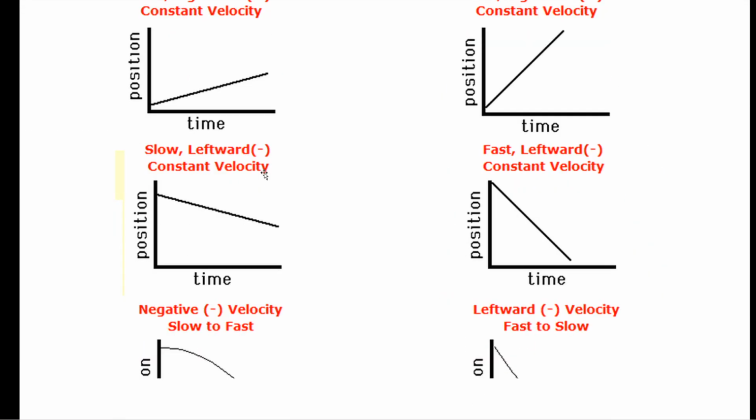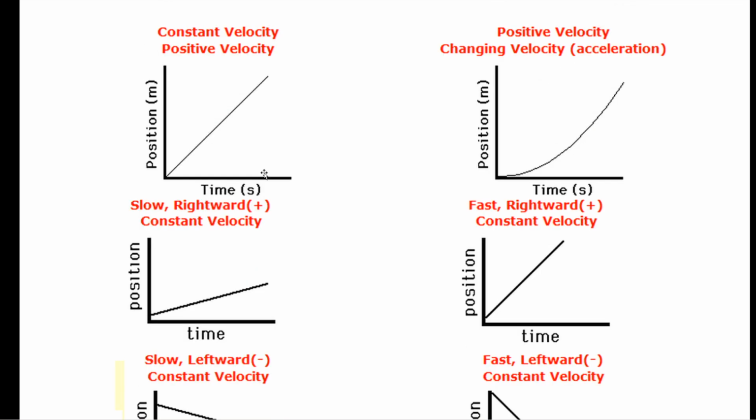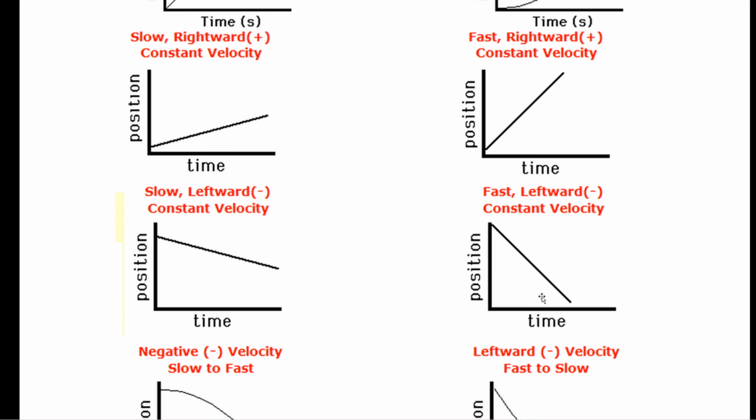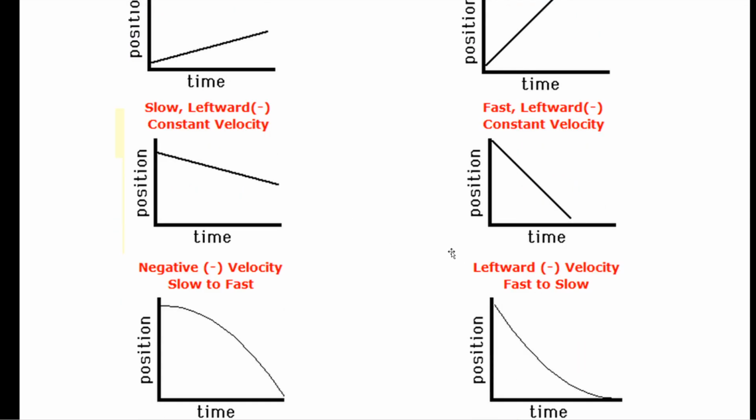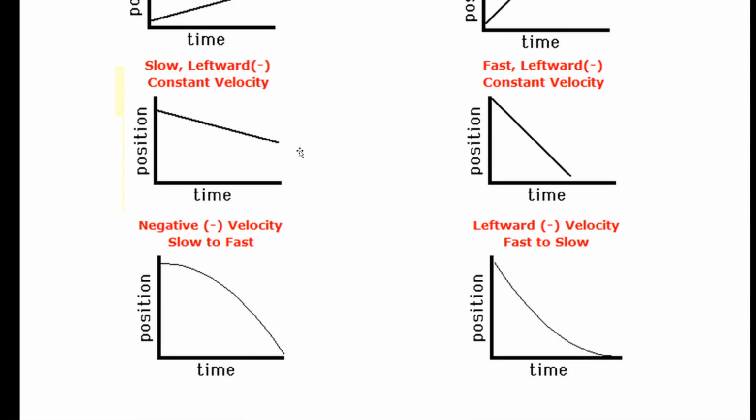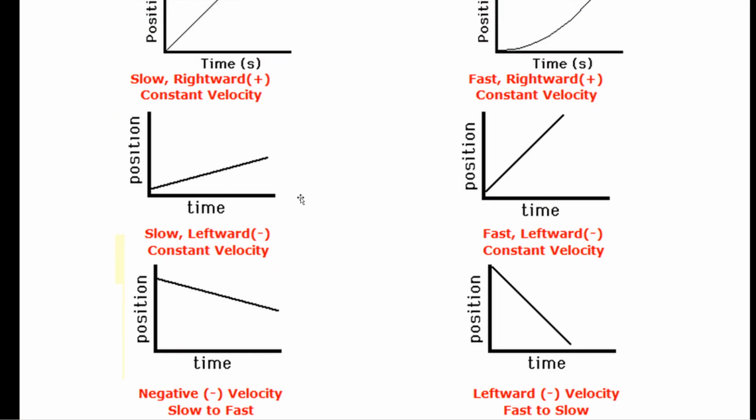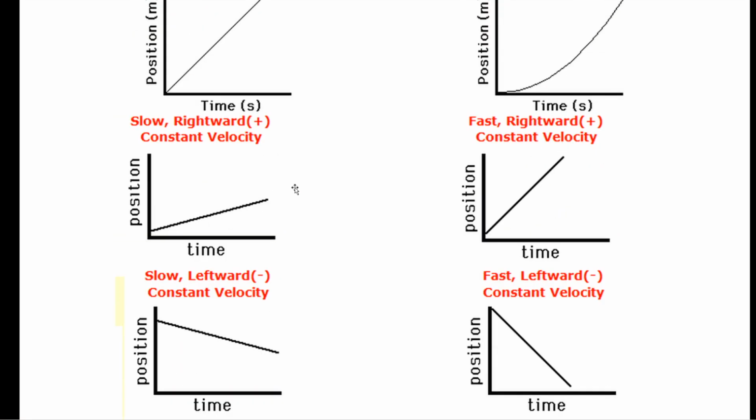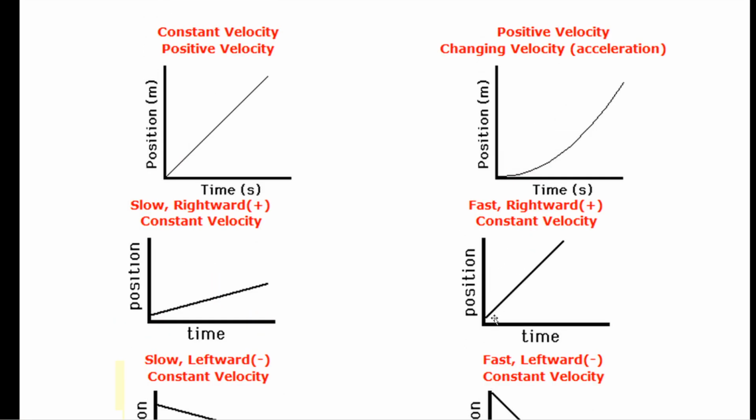All right. So like I said, no motion would just be a flat line. Don't have that represented here. But we've got this constant velocity, constant positive velocity here. We've got constant negative velocity here, constant negative velocity there, slow velocity to the right, fast velocity to the right, some different ones here.